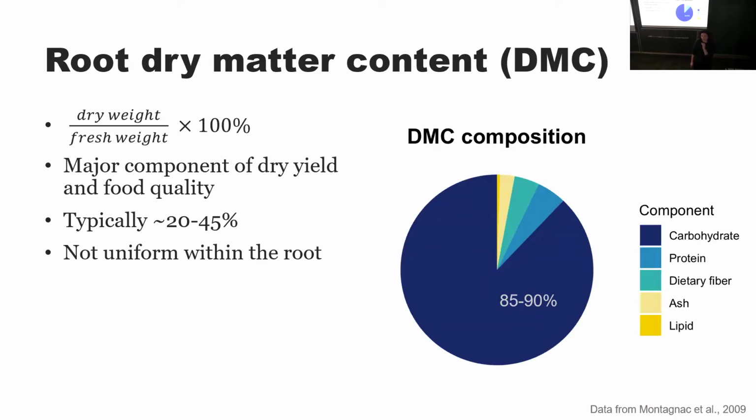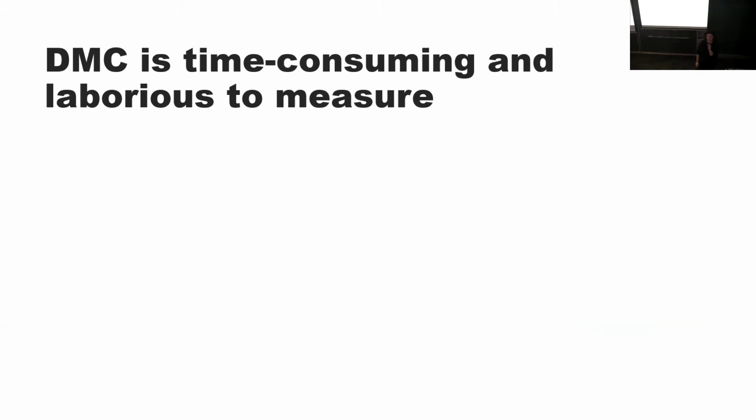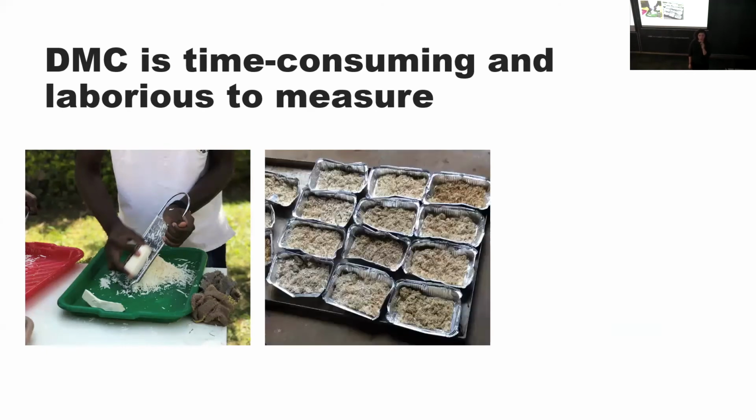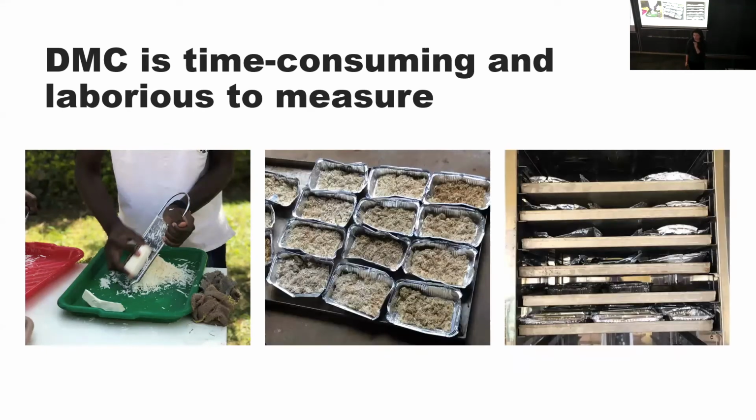The dry matter content's mostly made up of starches and carbohydrates, with some protein, fiber, ash, lipids as well. So though it's really important for breeding programs, it's time consuming and laborious to measure. So in Uganda, the roots are graded by hand. They're dried in big ovens.